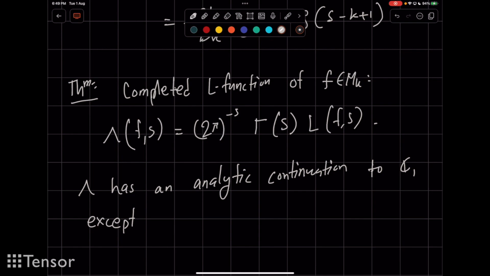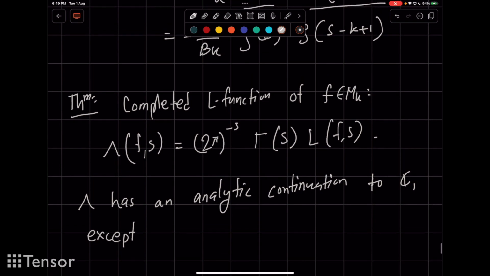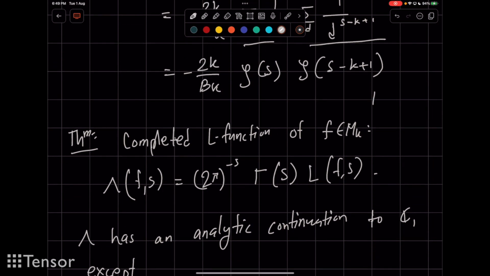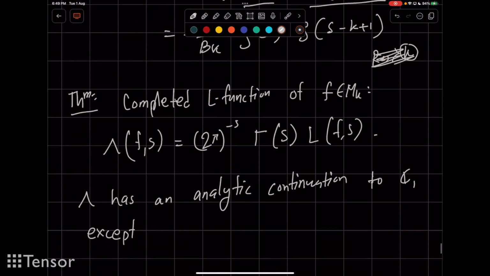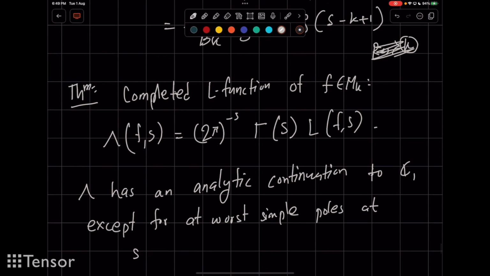No, n is not really related here. k minus 1? No, but very close. This sum converges for real part of s greater than k, so it fails to converge at s equal to k. Except for, at worst, simple poles at s equals k and s equals 0.